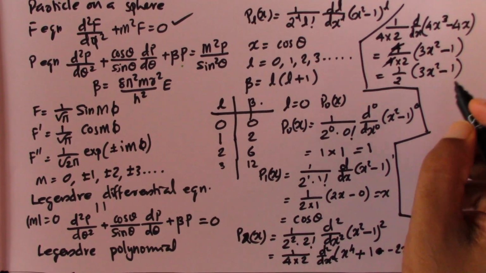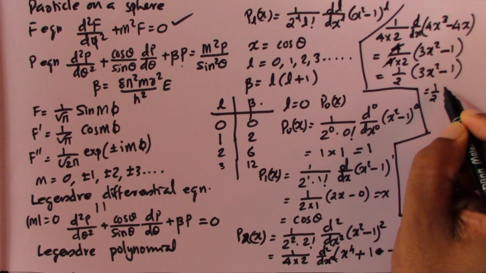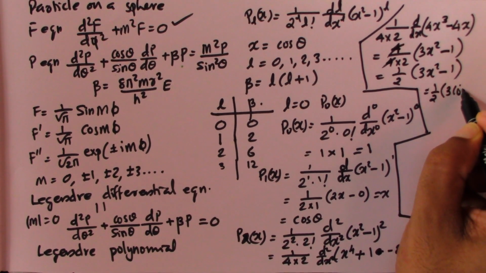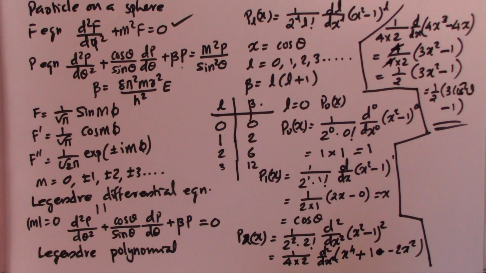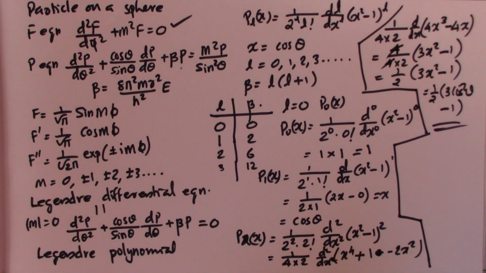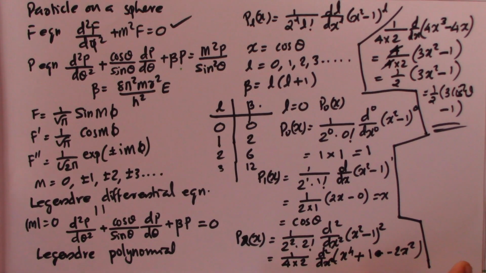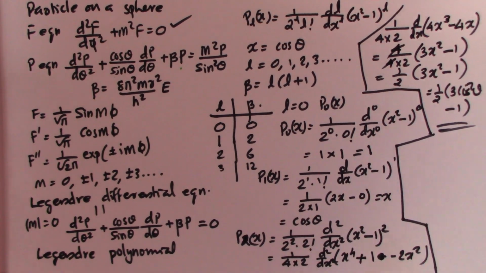And in other words, that is equal to 1 divided by 2 into (3 cos square theta minus 1). That is P2(x), 1 divided by 2 into (3 cos square theta minus 1). And now let us go for P3(x).